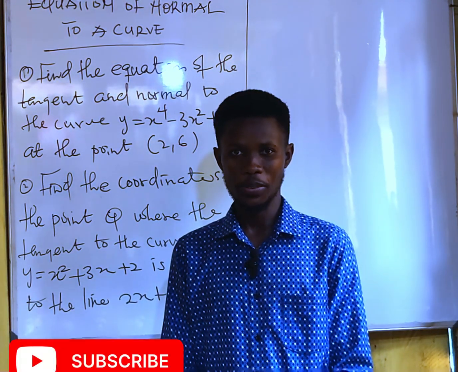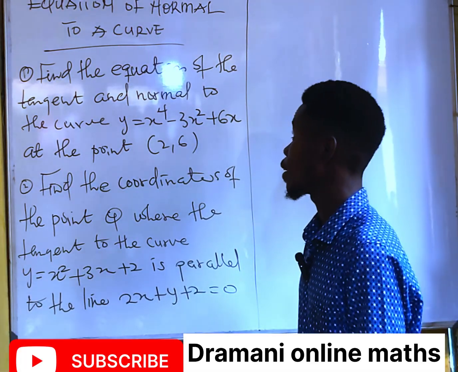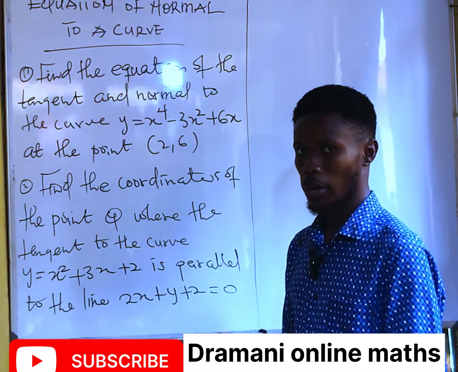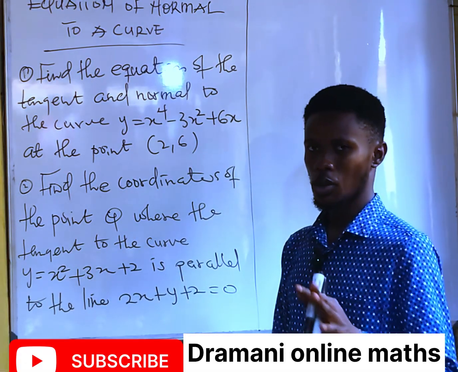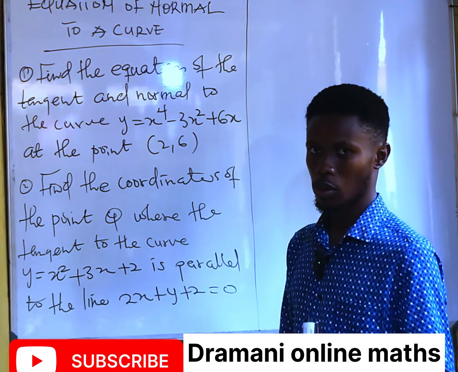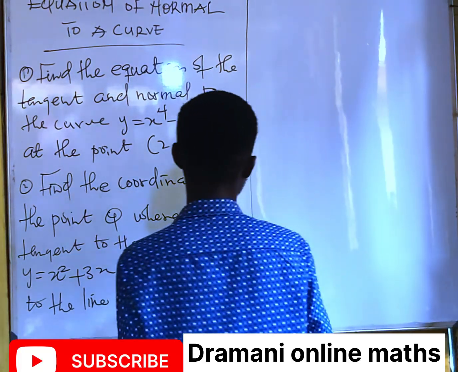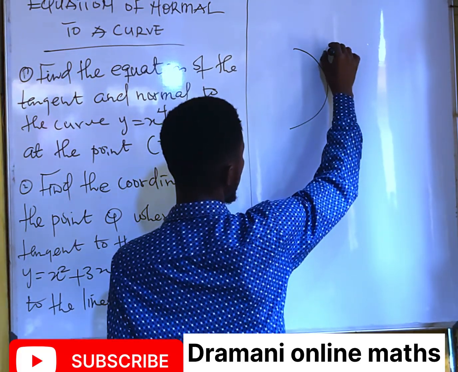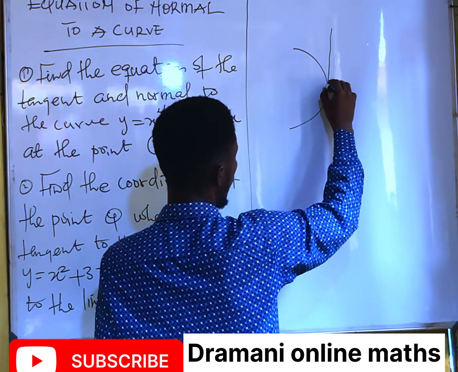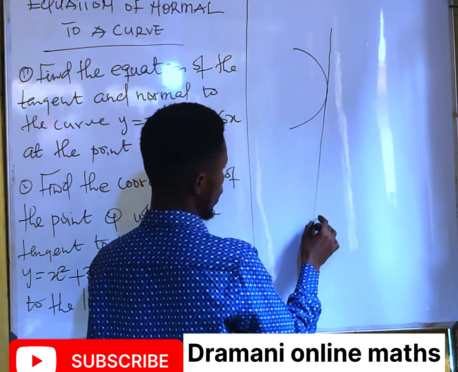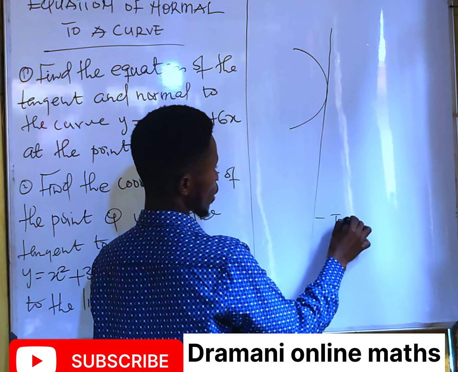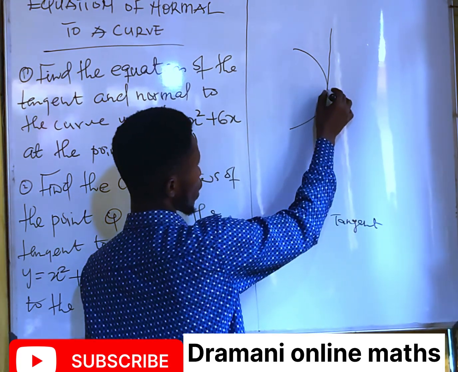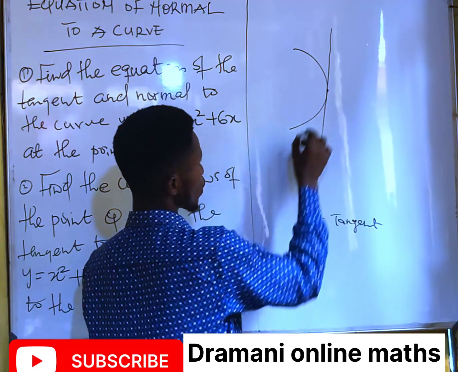Now let's look at the equation of a normal to a curve. Already I've explained what a tangent is, and I told you that when it gets to the normal, I will show you something. Look, this is a curve, and there's a straight line, and that straight line is called a tangent line because it touches the curve at only one point.